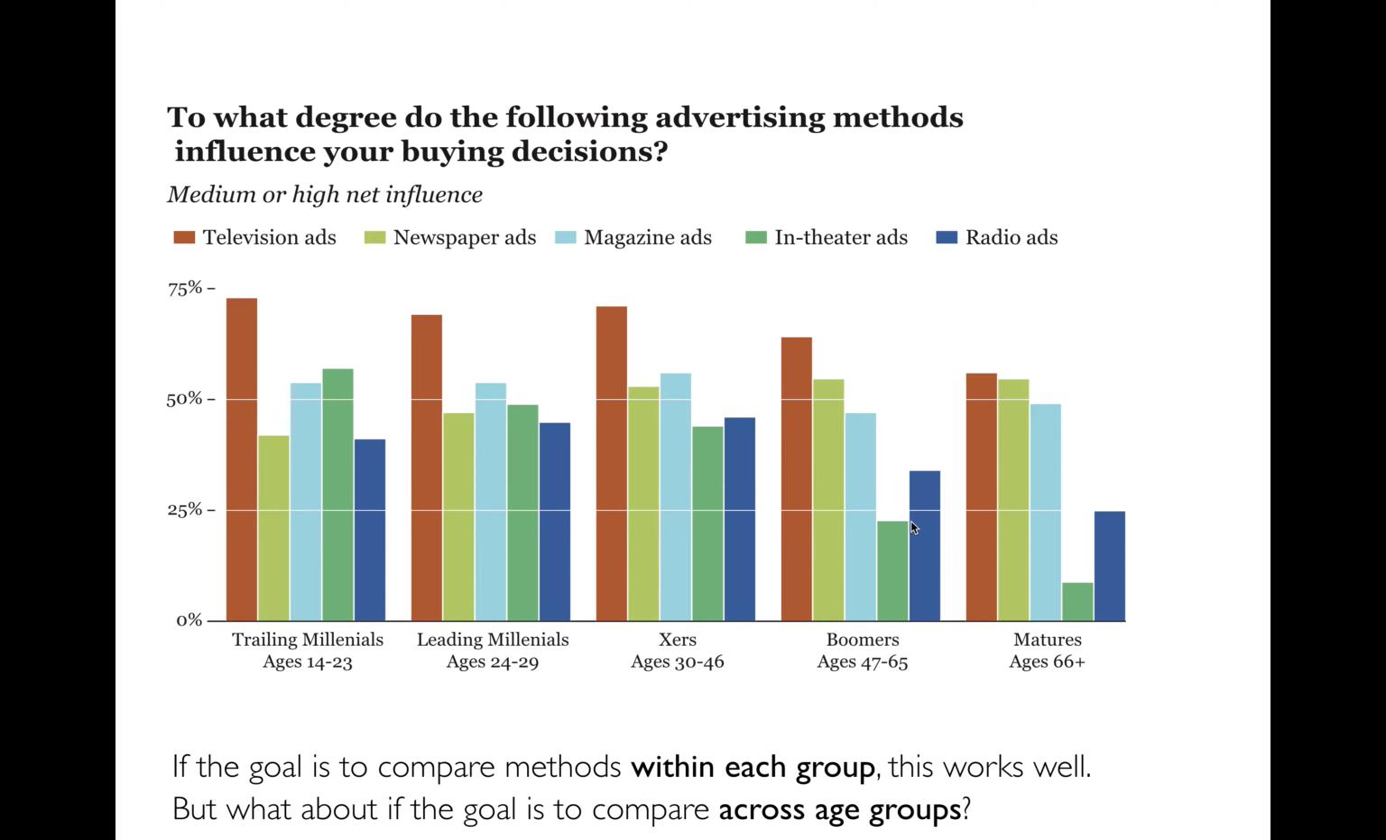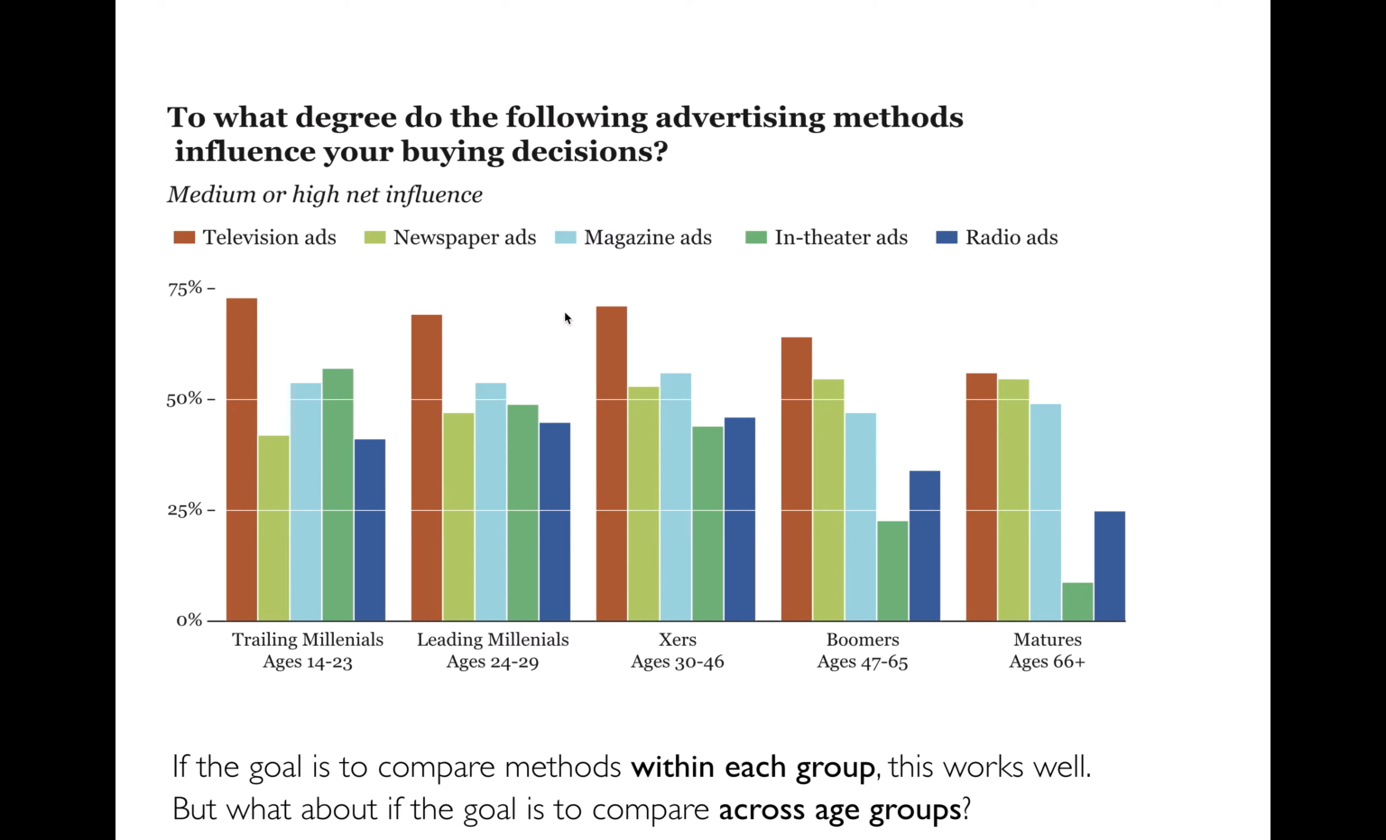But what if the goal is not that? What if the goal is to show the change across age groups? So which methods of delivery, which media become more or less influential among people across the generations? In this case, this is not a very good arrangement, because you can clearly see the trend in television. You can see that television goes up a little bit and then it goes down. But you can see television clearly just because the television bar in each one of the age groups has a very strong color, so it stands out, and it's the first one in the sequence.